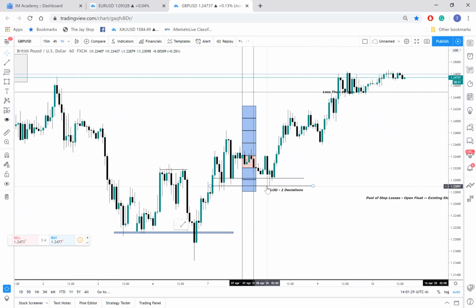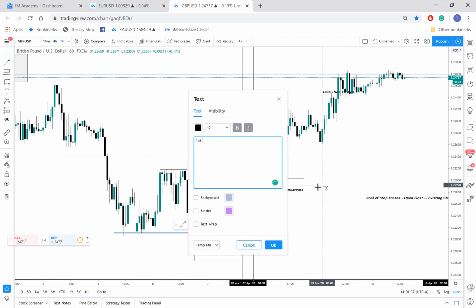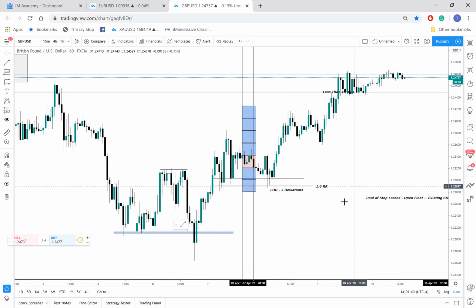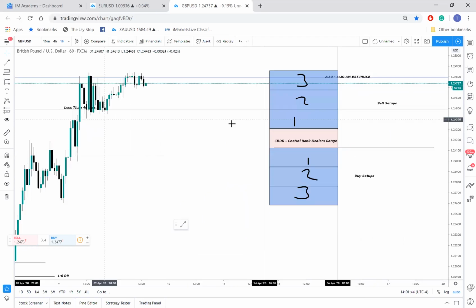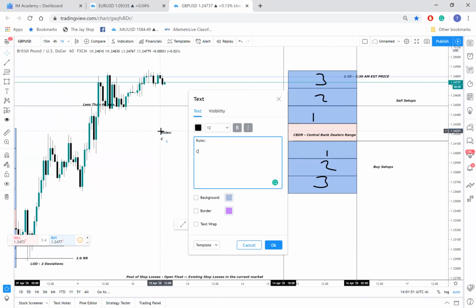And this is a 1 to 6 risk to reward, right? So that's the central bank dealer range, guys. Some rules. The central bank dealers range must be 15 pips and above in a clear range, not trending, from 4 to 8 p.m. Eastern, and no bigger than 40 pips.